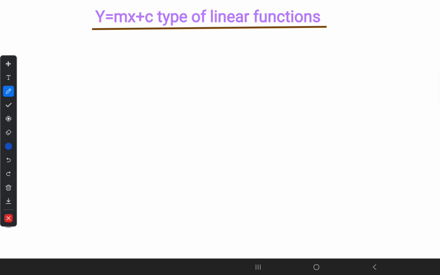This is the y equals to mx plus c type of linear function. So already we know how to draw y equals to mx type of function. That is the different thing. This is a totally new thing. Y means we know that that is y coordinate, x means x coordinate. There is no any changes with that.